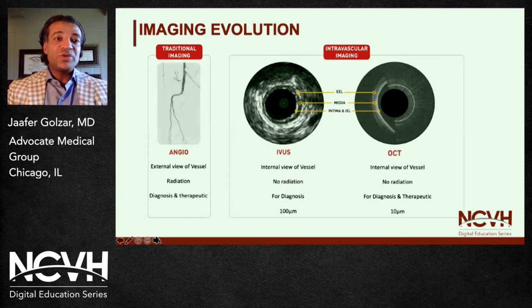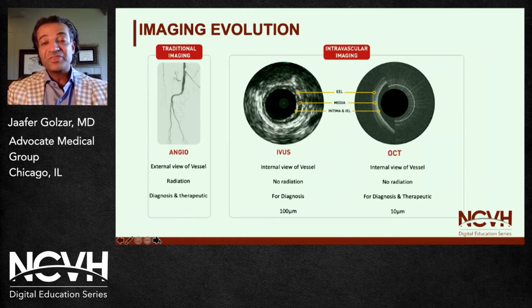So traditionally, we've used angiography, and we're all familiar with angiography. This has been the mainstay of both cardiac as well as vascular imaging, injecting contrast into the blood vessel, as you can see on the far left. Now, this is, as you can imagine, an external view of the vessel, and this brings with it limitations. And as you also know, it gives radiation exposure both to the patient as well as to the physician. However, it can be used for both diagnostic and therapeutic purposes.